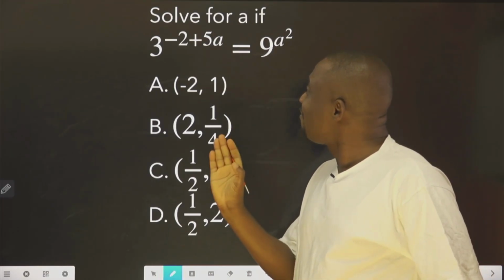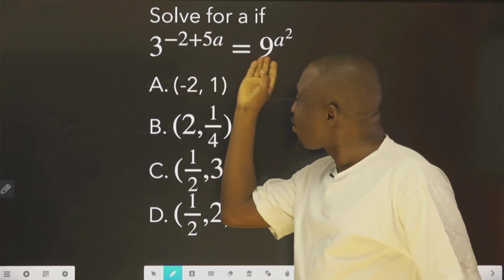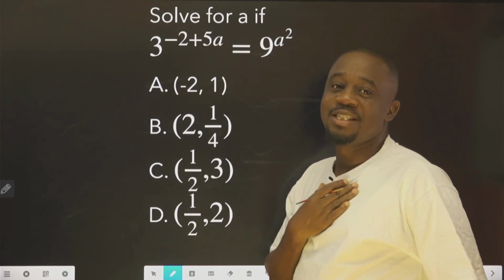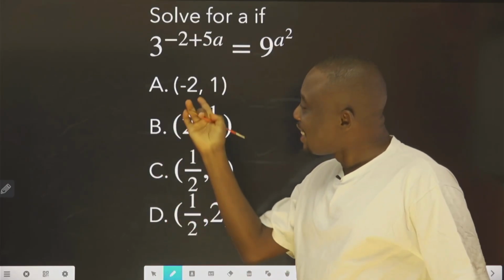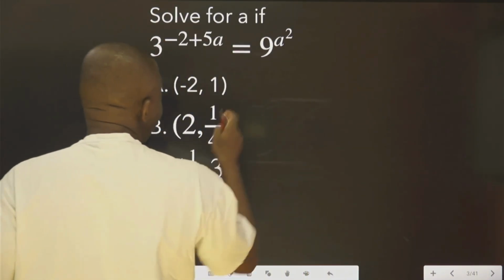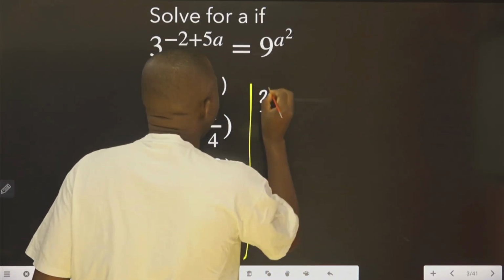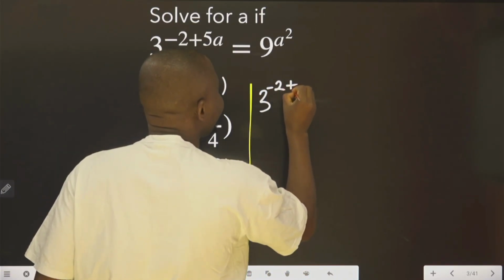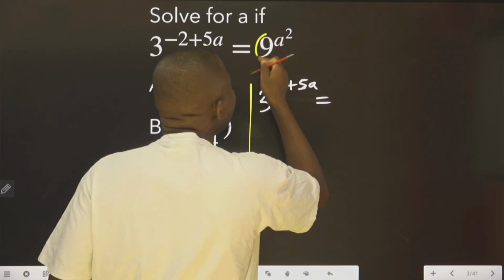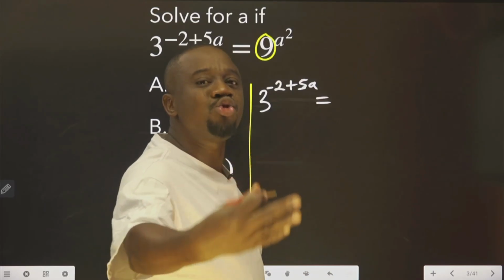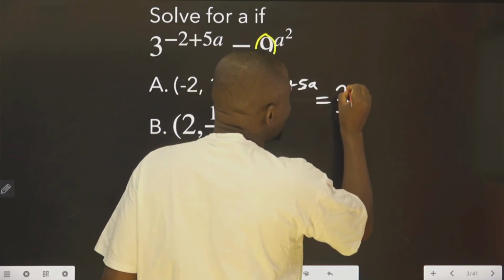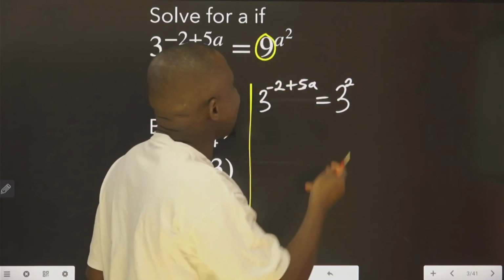This question says solve for A if this is equal to this. This is what? Indices question. The first thing we need to do is to make sure that what? The bases are equal. How do you do that? Already this is 3. That is 3 raised to power minus 2 plus 5a. Okay? Is equals to, what is the meaning of 9? 9 means 3 raised to power 2. That is 3 times 3. So we're going to replace this 9 with 3 raised to power 2. That is 3 times 3 will give us 9.